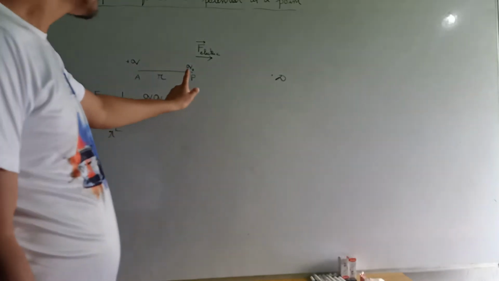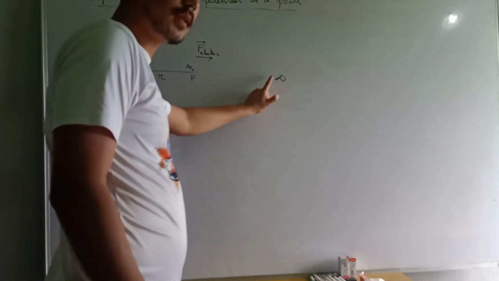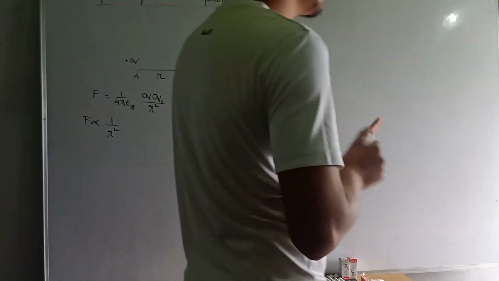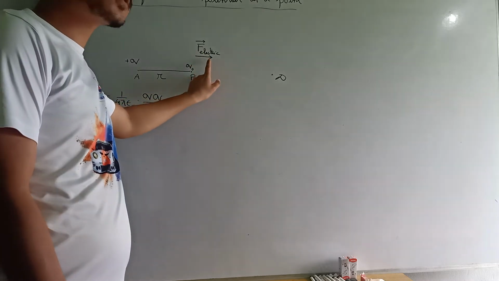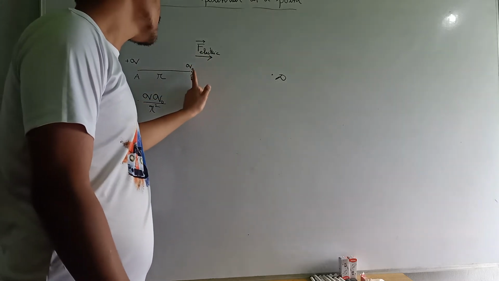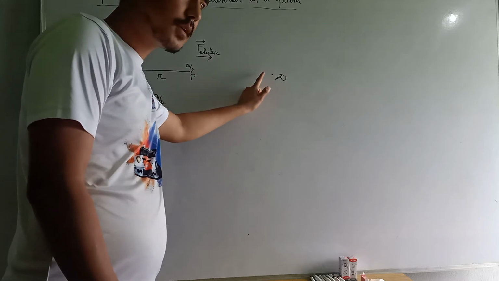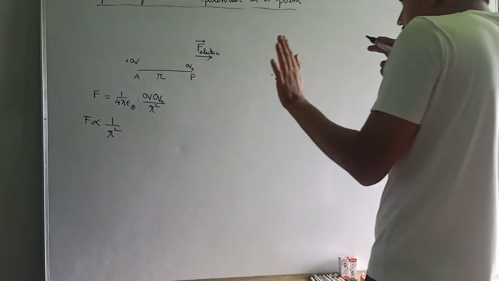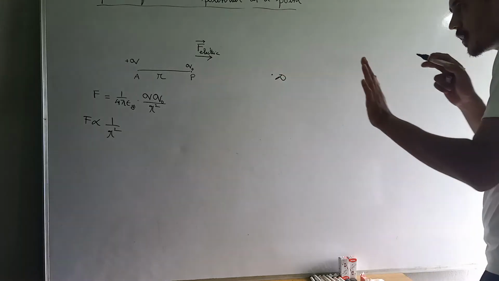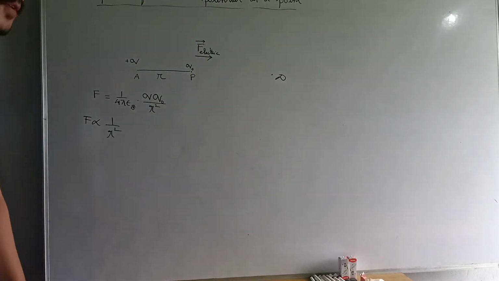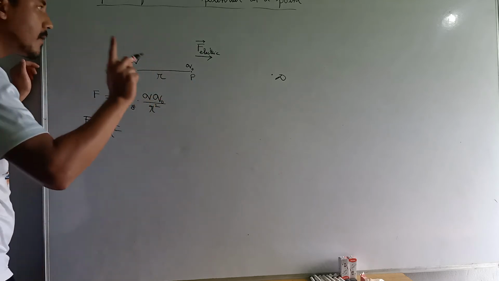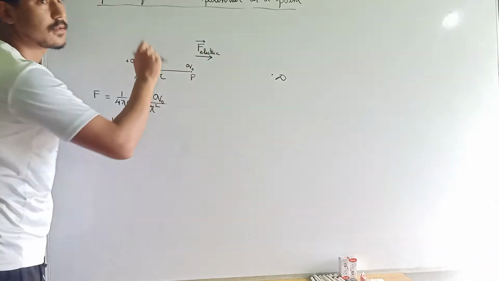Now, in order to take this Q naught from P to infinity with constant speed, what do you need to do? How are you going to do it? This is a variable force, so the speed of Q naught will not be constant, right? So in order to keep the speed of Q naught constant, what do you need to do? What do you have to do? You have to apply another equal and opposite force to this.